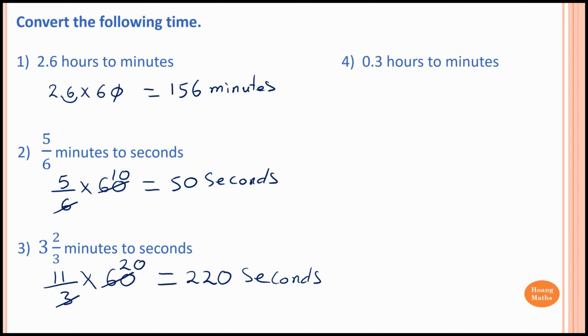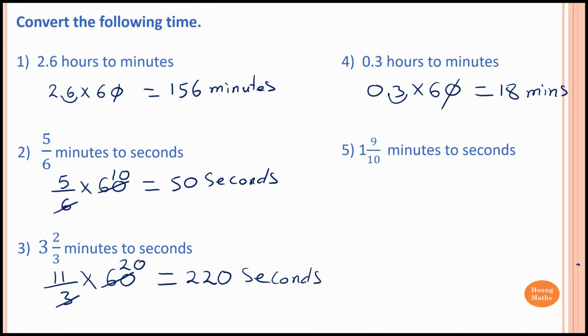Next one. 0.3 hours to minutes. From hours to minutes, we times by 60. So 0.3 times 60. So we move this across and we cancel this out. So that becomes 3 times 6. So 3 times 6 is 18. So the answer is 18 minutes.